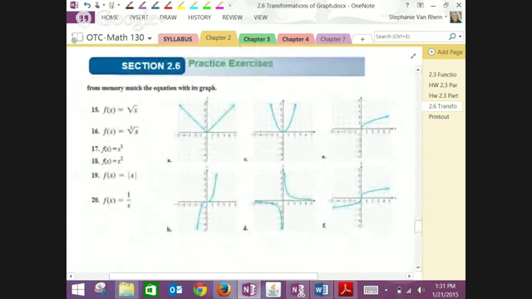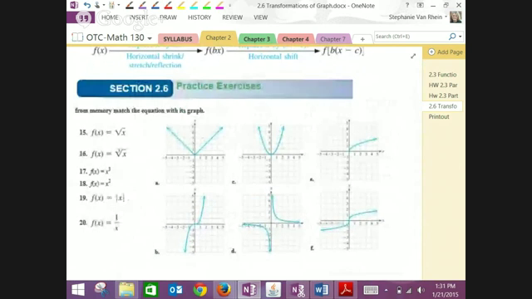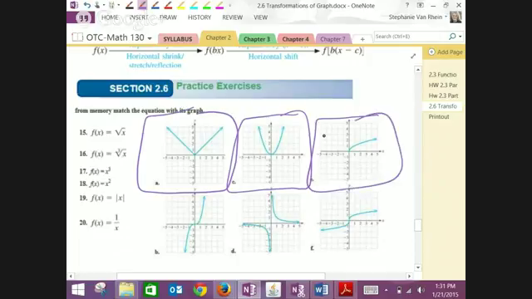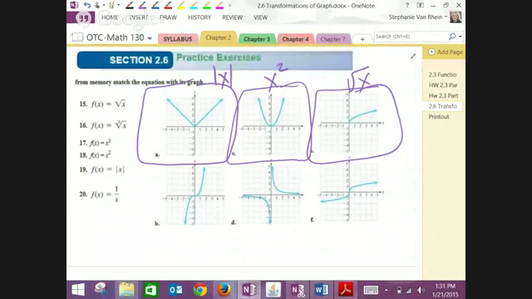Here's the last, just a little practice. You should be able to match these just by looking at them. You should be able to look at A and say that is the absolute value of x. You should be able to look at C and say that is x squared. E, square root of x, right? B, this is x cubed. D is 1 over x. And F is the cube root of x.